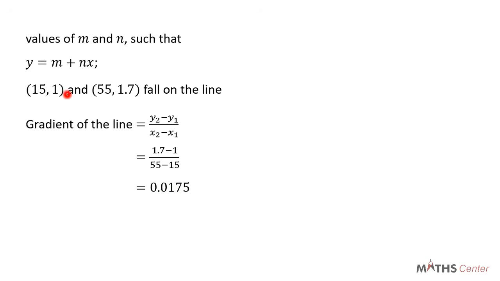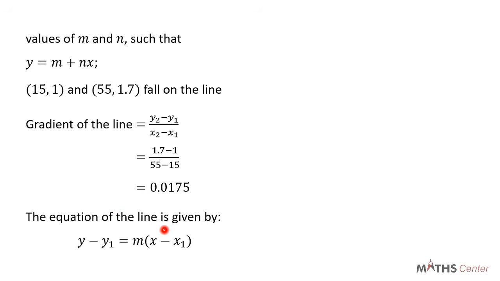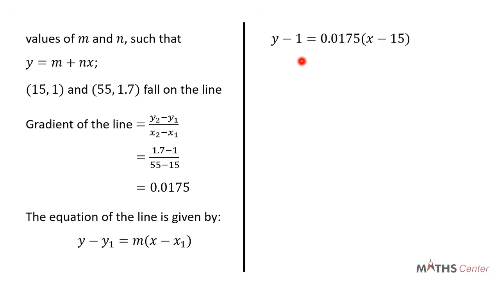Using any one of these 2 points and the gradient, we can find the equation of the line using y minus y1 is equal to m into bracket x minus x1. I'm going to choose 15, 1 as my x1, y1. So y1 will be 1. x1 will be 15. The gradient m is 0.0175. When you substitute that information here, you have y minus 1 is equal to 0.0175 into bracket x minus 15.